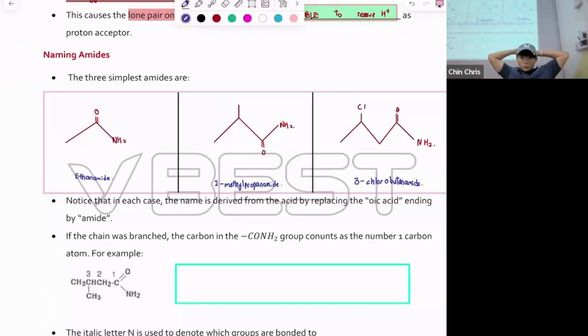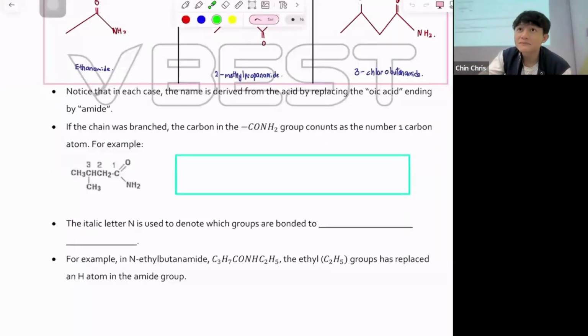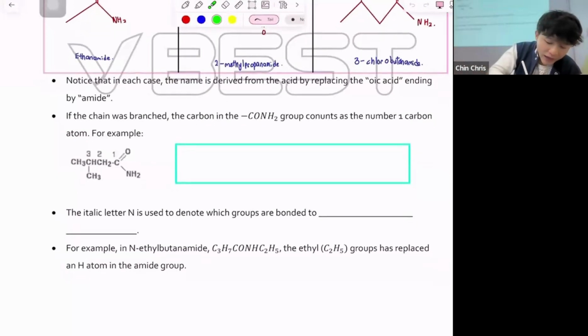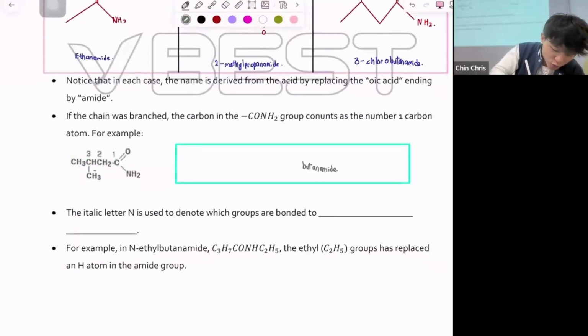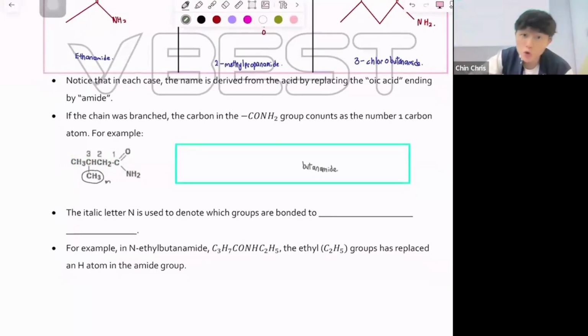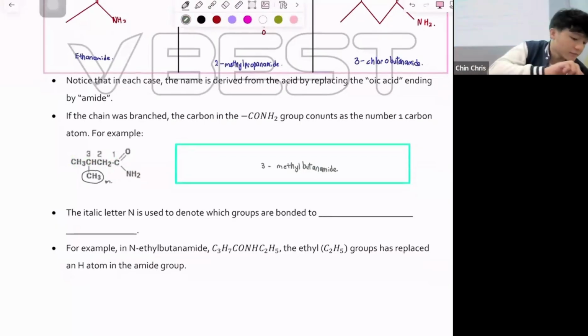Okay, guys. If you look at the amide, we have 1, 2, 3, 4 carbons, so we call it a butane amide. And we have a methyl group in the third position. So we call it 3-methyl butane amide.